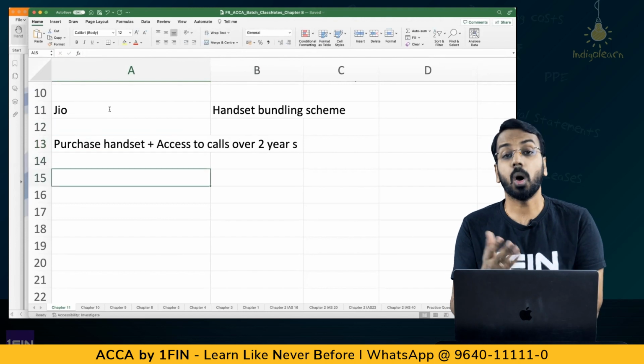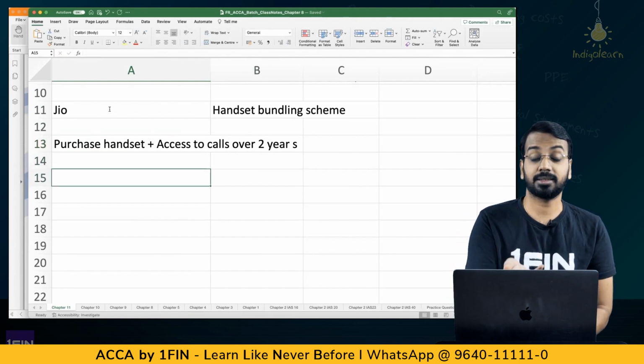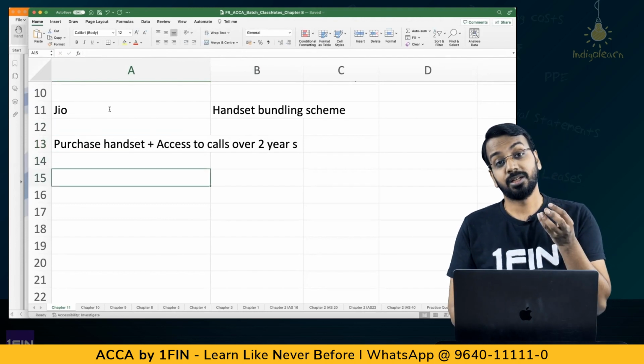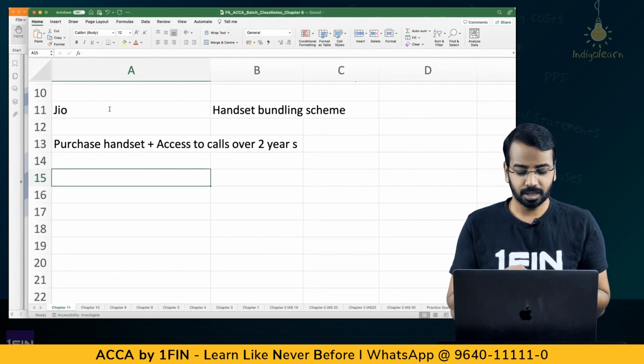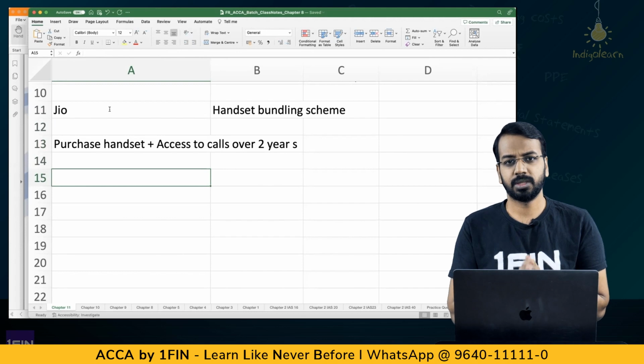Or think of a case where these days companies come and say, if you look at a broadband connection, let's say you go to Airtel and Airtel says, I will give you a broadband connection, 1 year scheme.